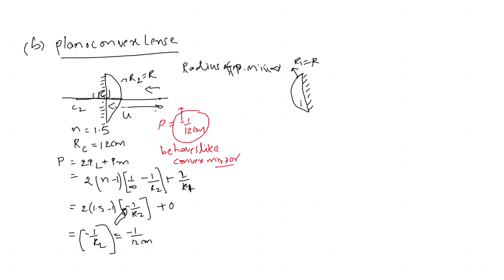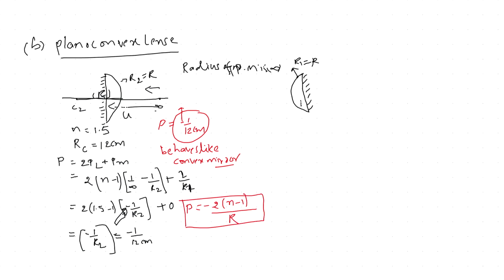So you understand here. If the n value and r value are not given, the power for a plano convex lens with a plane surface silvered is 2 of n minus 1 by minus r, the radius of curvature. So power is becoming minus.